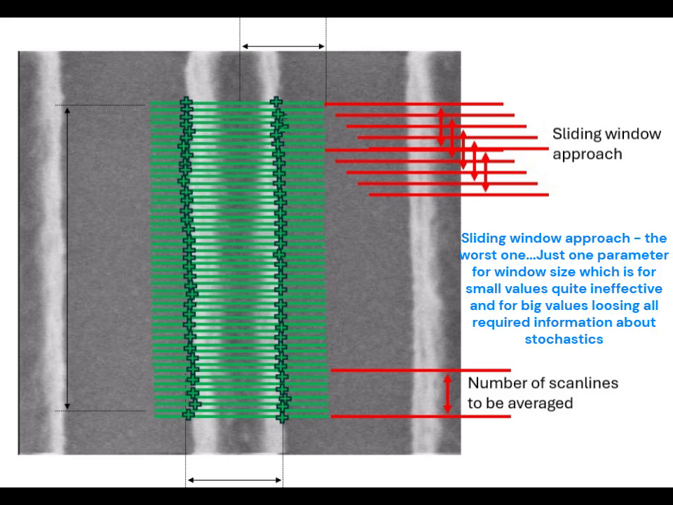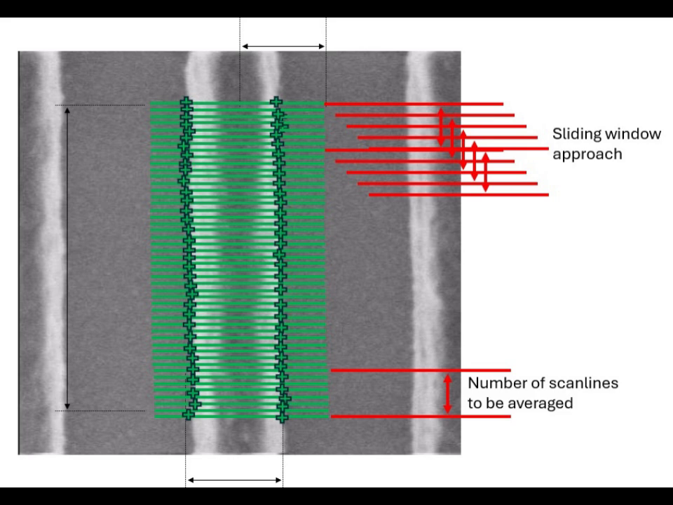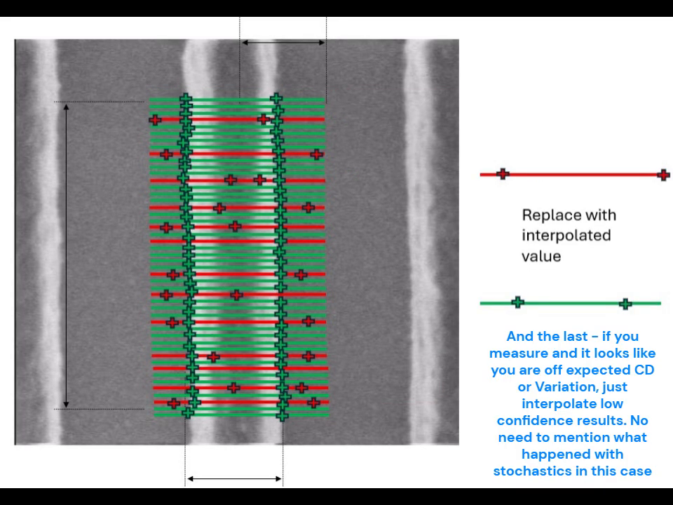Sliding window approach. The worst one. Just one parameter for window size, which for small values is quite ineffective, and for big values loses all required information about stochastics. And the last, if you measure and it looks like you're off expected CD or variation, just interpolate low confidence results. No need to mention what happens with stochastics in this case.